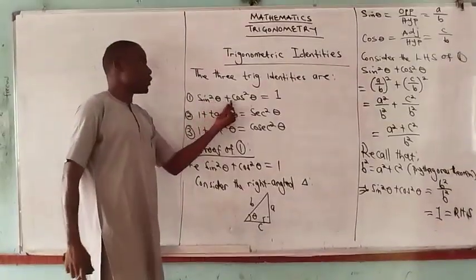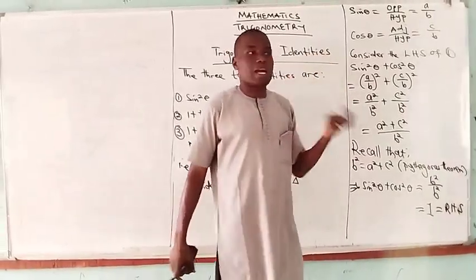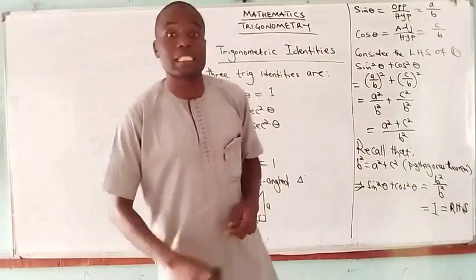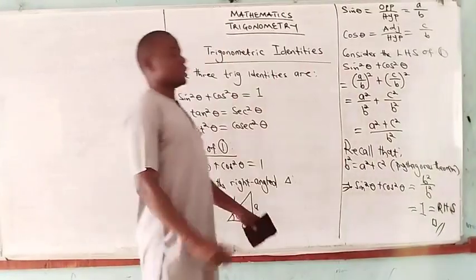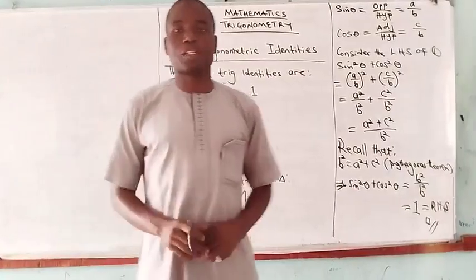Now we said sine square plus cos square is 1. So to prove, we take sine square plus cos square and we arrive at 1, which is the right hand side of this first identity. So hence the proof. That is the proof. Okay, thank you very much.